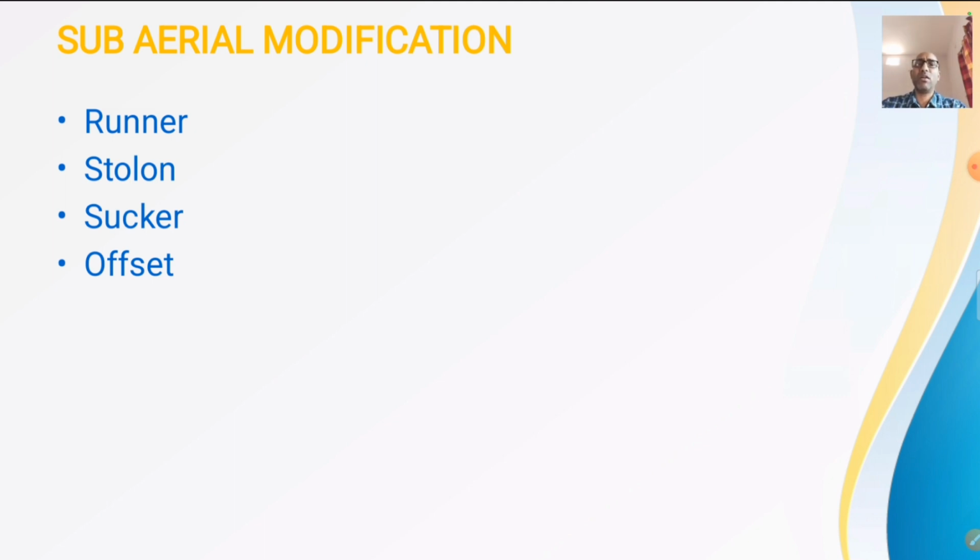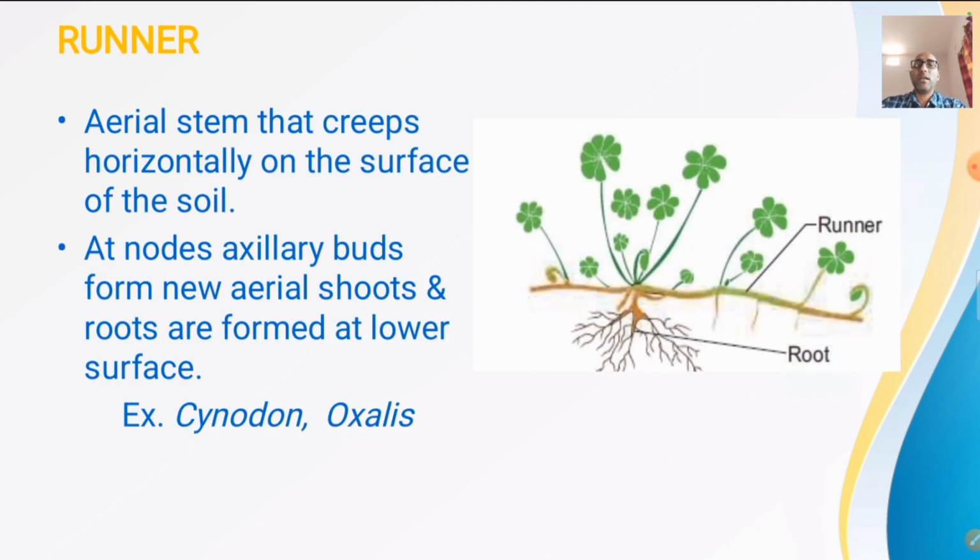I think all of you have seen runner. So what is runner? Here the aerial stem creeps horizontally on the surface of the soil, and at the nodes, axillary buds form new aerial shoots and roots are formed at the lower surface. We have already discussed this in the definition. In subaerial modification, the node gives rise to aerial shoots and roots. The same thing happens here in case of runner.